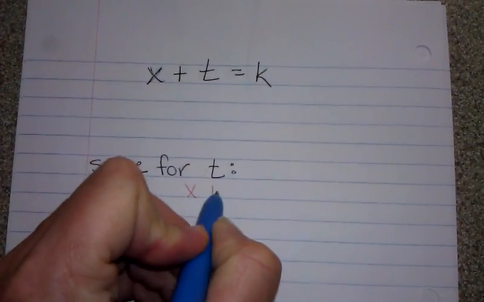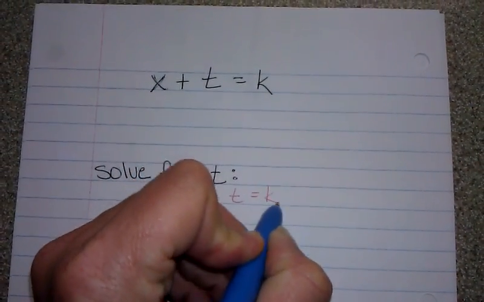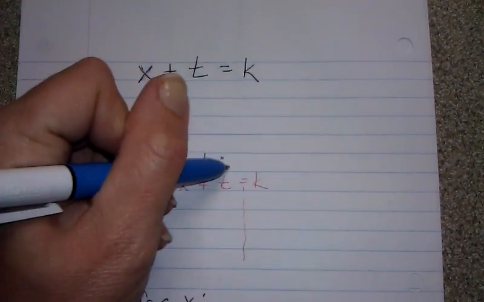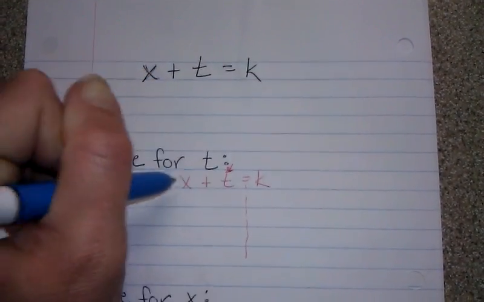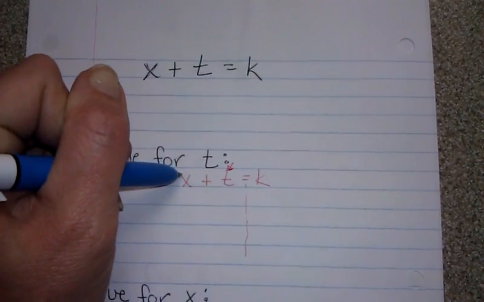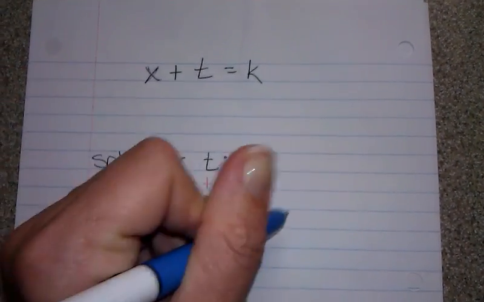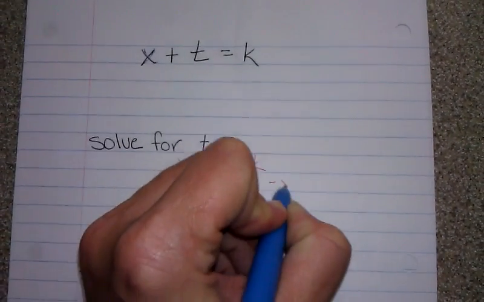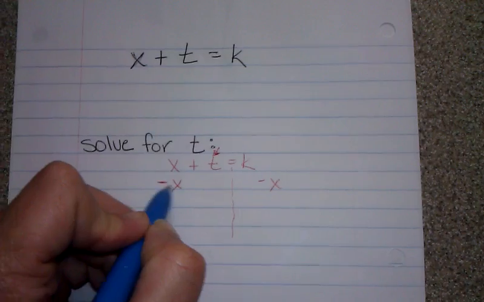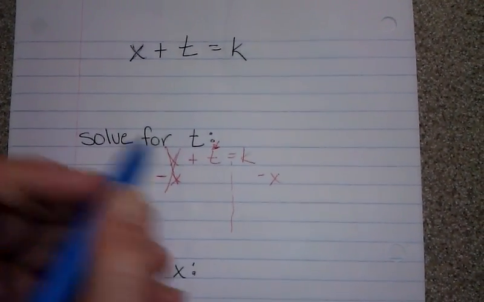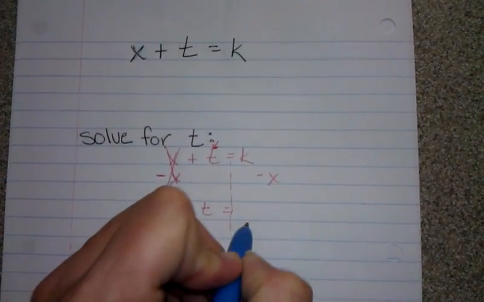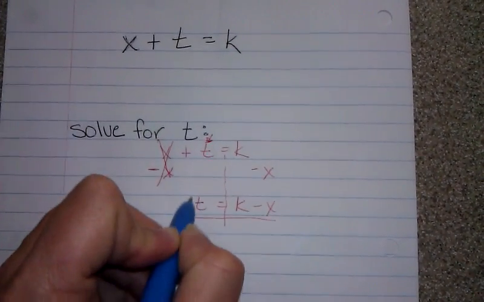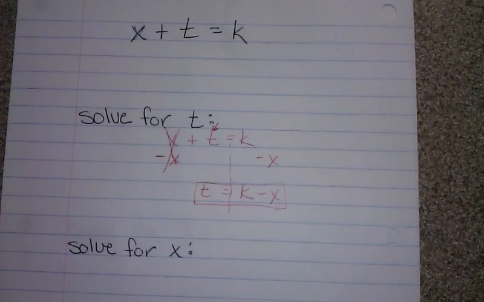I have x plus t equals k. I'm going to draw my dotted line. I want to get t by itself. What's on the same side of the equation with the t? The x is. It's a positive x. To move it to the other side, I need to do the opposite. So I'll subtract x from each side. X minus x is 0, cancels out. T equals k minus x. There's your equation. Just trying to get t by itself.